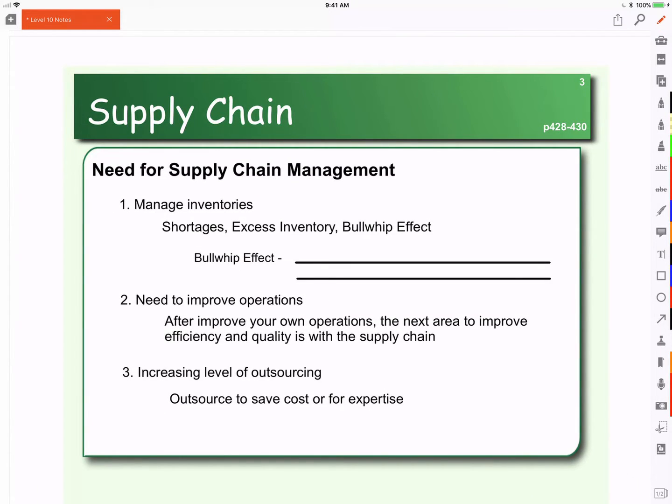Now let's look at why we need to manage our supply chain. Okay. There are 5 reasons for why we need to manage our supply chain. So let's start with the first one. The first one is we need to manage our supply chain because we need to manage our inventory.